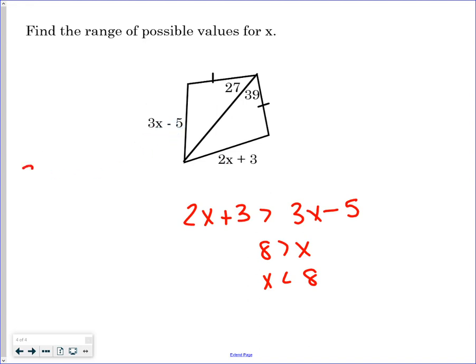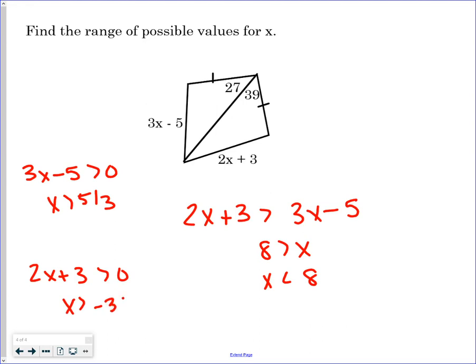So what do I have to say about the 3x minus 5 side? I have to say it's greater than 0. What about the 2x plus 3 side? I have to say it's greater than 0 too. I've got to do 2 this time. So solve 3x minus 5 greater than 0, and you just get x is greater than 5/3. That's okay. Leave it that way for right now. If you make it a decimal, just don't round. And on this one, x is greater than negative 3/2. I just leave it that way. You can write it any way you want, though.